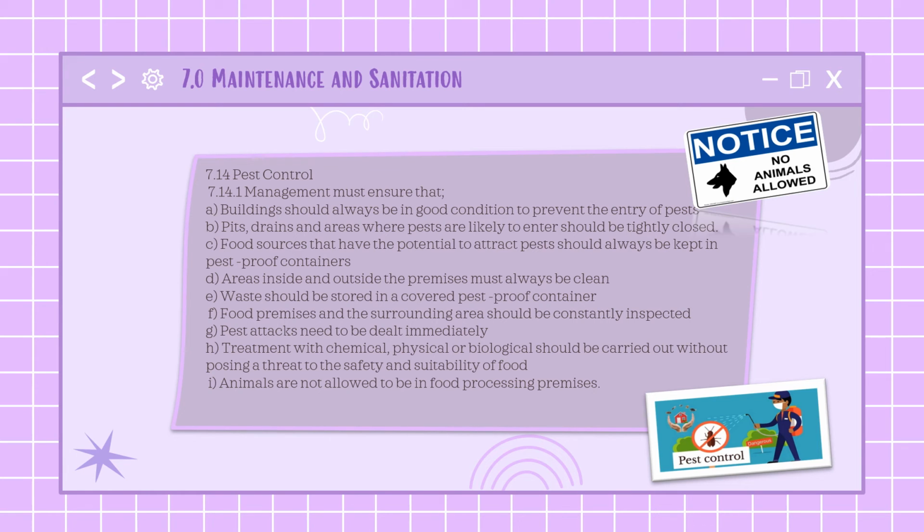Food premises and the surrounding area should be constantly inspected. Pest attacks need to be dealt with immediately. Treatment with chemical, physical, or biological methods should be carried out without posing a threat to the safety and suitability of food. Animals are not allowed to be in food processing premises.